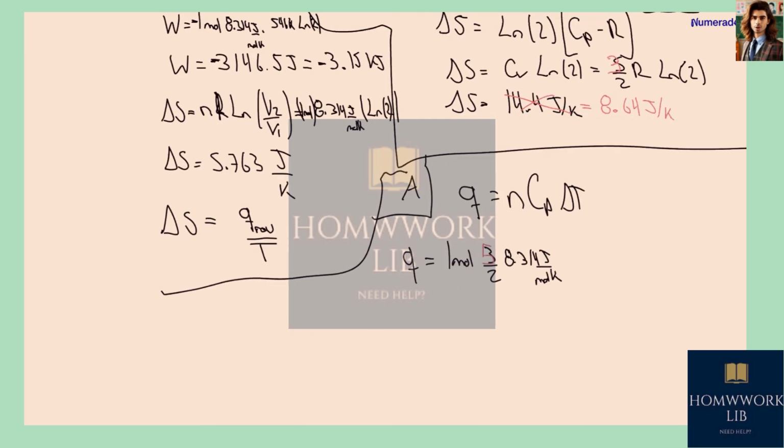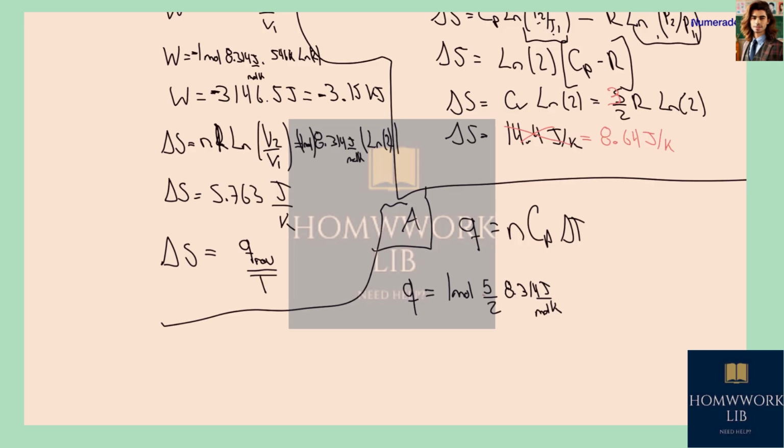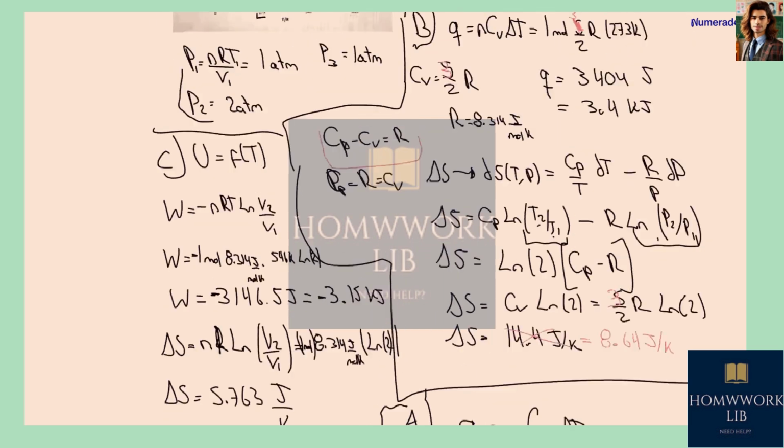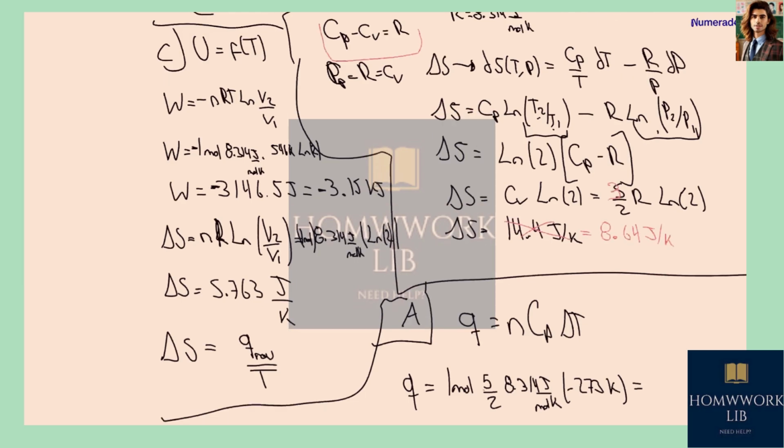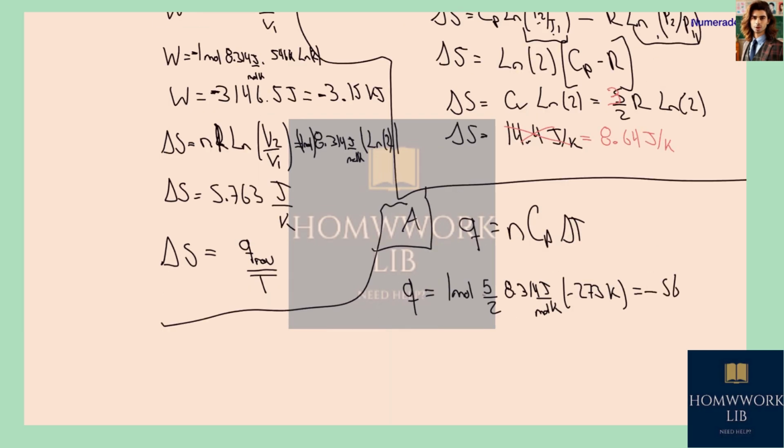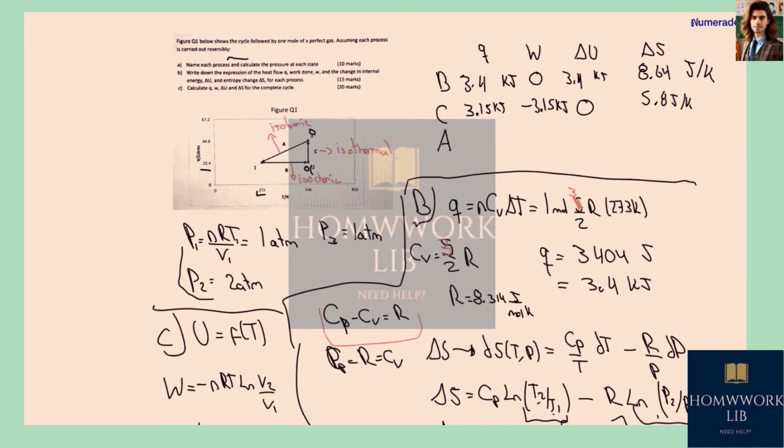So over here we would have that the heat is equal to Cp times delta T. So 5/2 of R times, now the value for delta T would be minus 273 Kelvin. So the heat for this process is going to be equal to minus 5,674 joules, which is approximately minus 5.67 kilojoules. Here we have the value for the heat, minus 5.67 kilojoules.